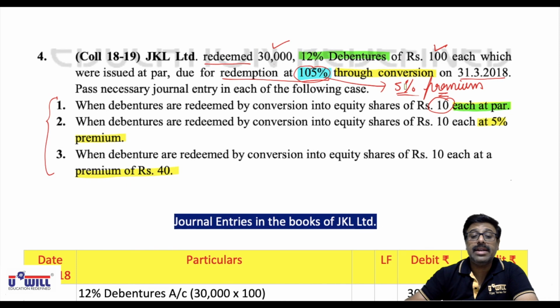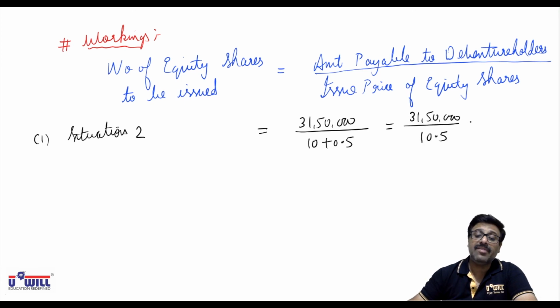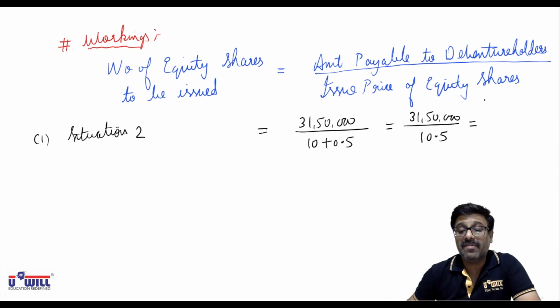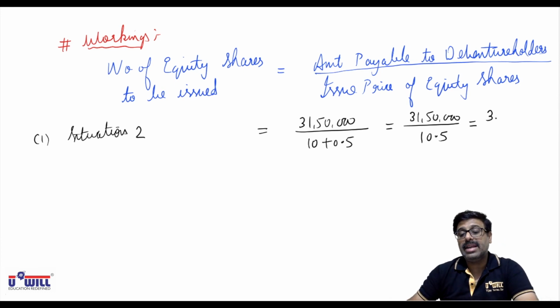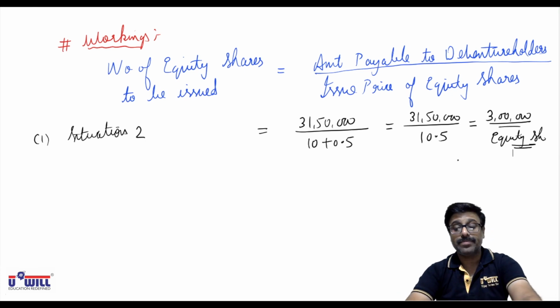Now here it is given that they are issued at 5% premium. So we discuss how do you find the issue price. Face value 10 plus 5% premium is 0.5. 10 rupees 5% is 0.5. So 31,50,000 divided by 10.5 means 3 lakh equity shares would be issued. How many equity shares would have been issued? 3 lakh equity shares.